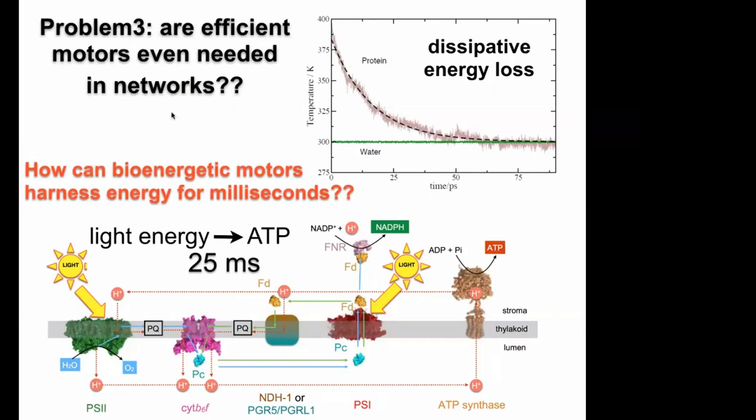So is there any need of motors in reactions? Do we even need the best of motors? Here is an example of a photosynthetic reaction. Photosynthesis has 5 different kinds of motors, ATP synthase being the last one. Each one of them is close to 100% efficient.